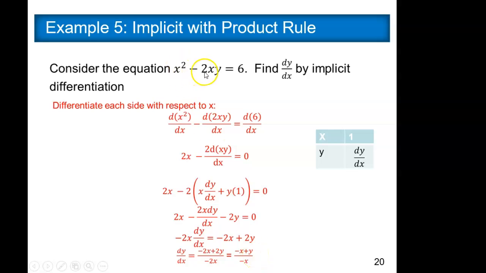So anytime you have an expression where you do have two things multiplied together using your x's and y's, you would have to implement the product rule at that point.